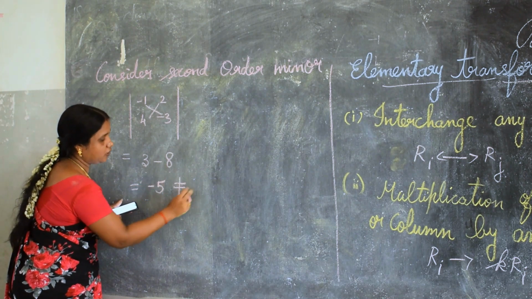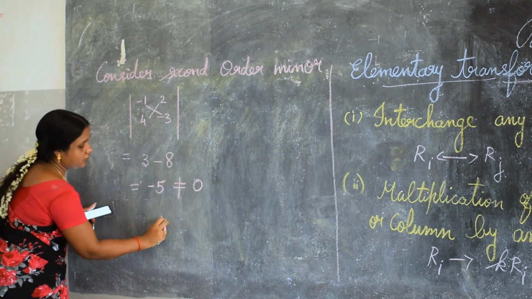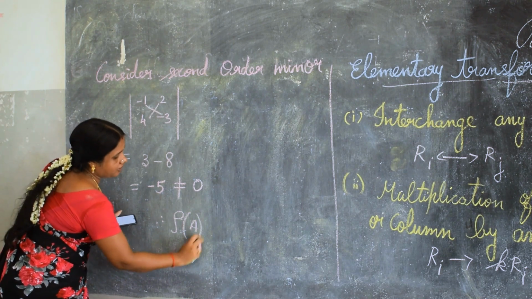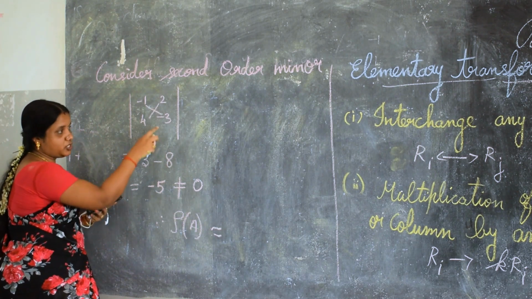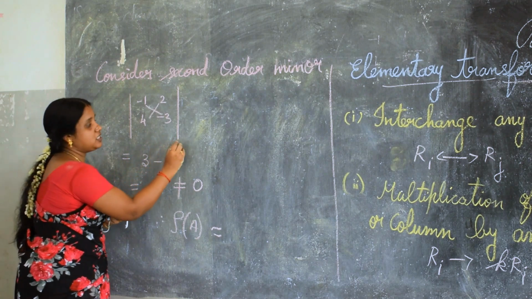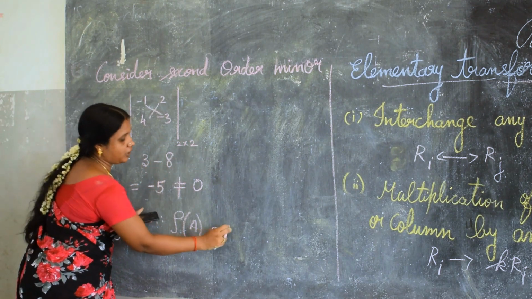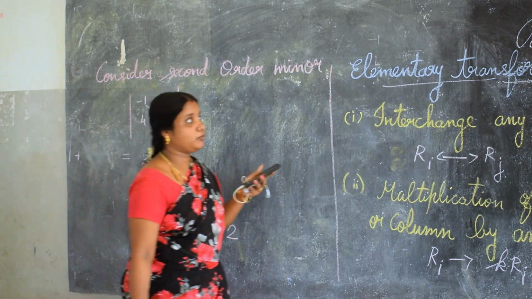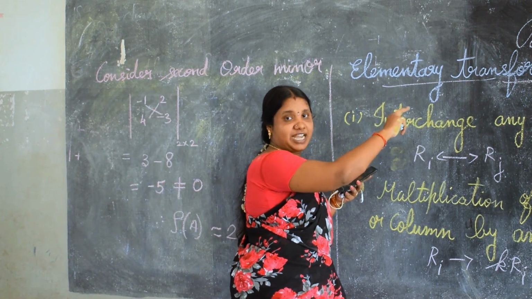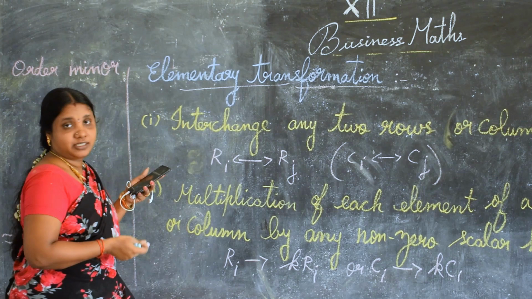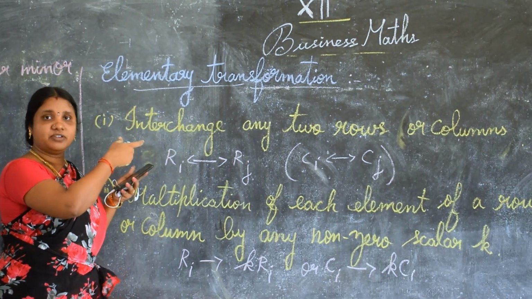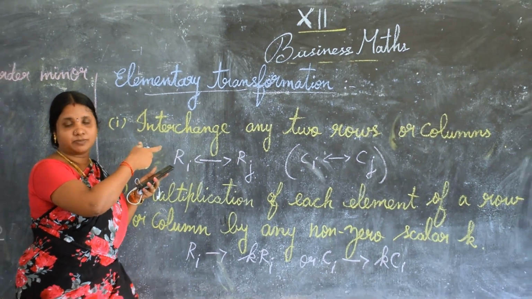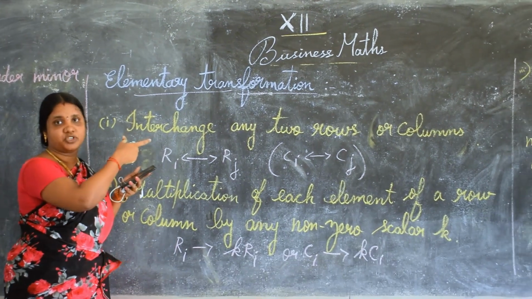This is not equal to 0. Therefore, the rank of A matrix: this is not equal to 0 means you have to write this order as rank. This is 2 by 2. So rank of A is equal to 2. That's all for this problem. Next I am going to explain elementary transformation. See, this method we will use for a 3 by 4 matrix. Easily we can solve this problem using this elementary transformation method.